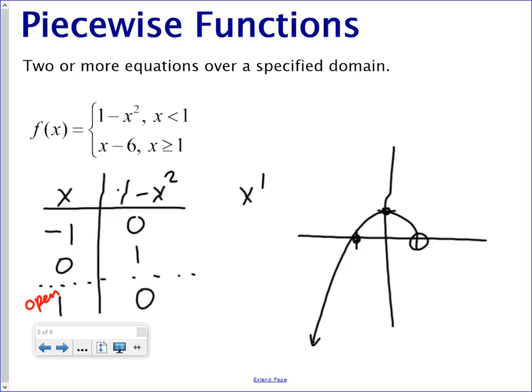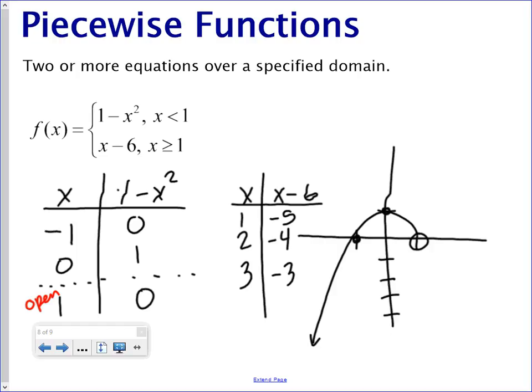I'm going to use x minus 6. And this boundary is for x is greater than or equal to 1. So I can include 1 in the table officially. And it's going to give me a closed circle now. And then I just plug those numbers in. I'll get -5, 2 minus 6 is -4, 3 minus 6 is -3. And I can plot those points separately. So 1, -5, 2, -4, 3, -3. That's a linear function. It's going to be a line. So a piecewise function is pieces of different functions on the same graph.